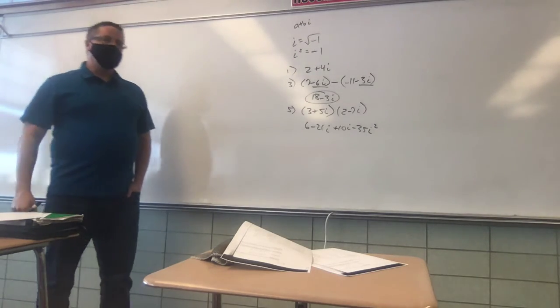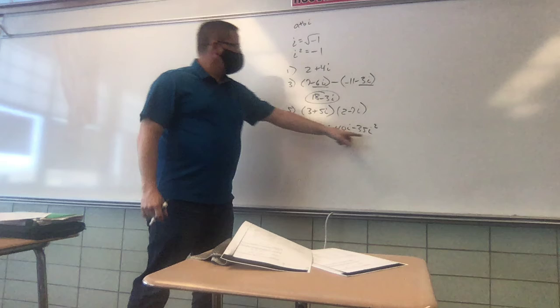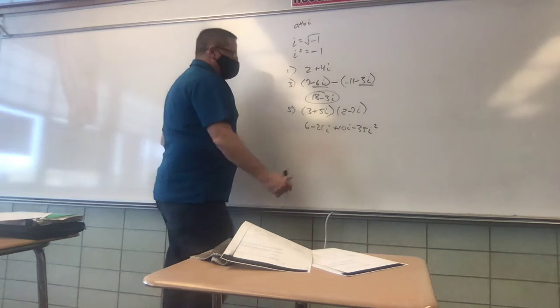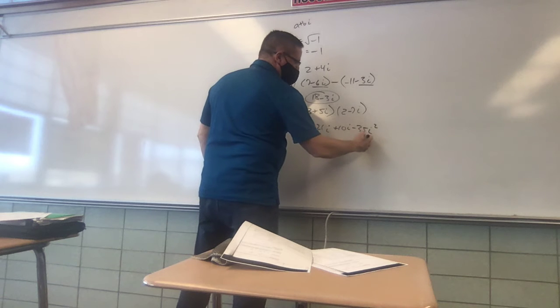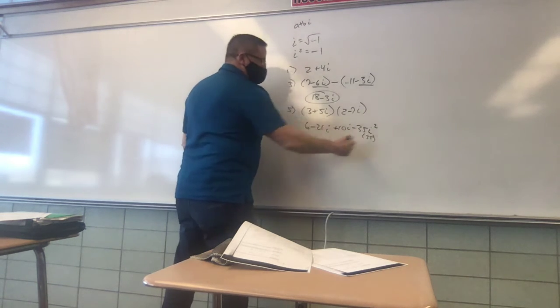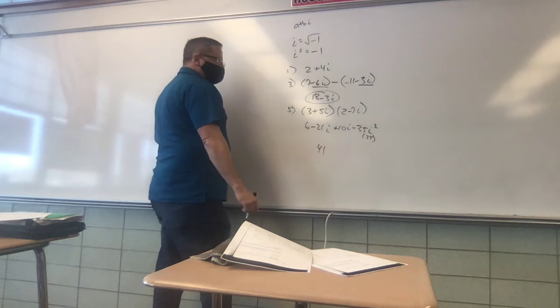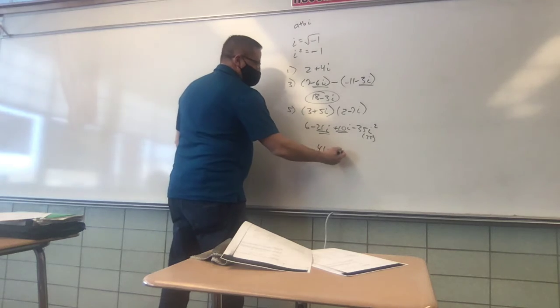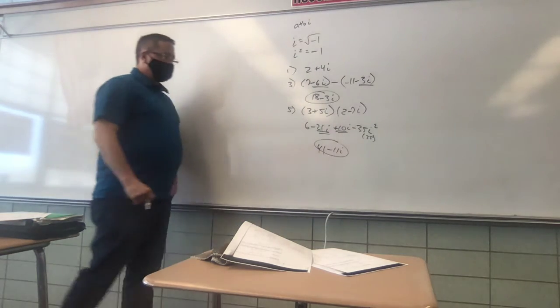Because what is I squared? Negative 1. So we have negative 35 times negative 1, which is a positive 35. Okay, I'm going to put in parentheses right here. That's a positive 35. So we put together 6 and 35, and we get 41. Put together negative 21i, positive 10i, that's negative 11i. Okay?